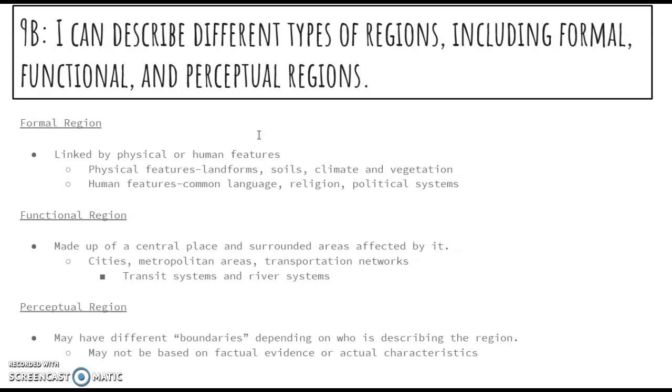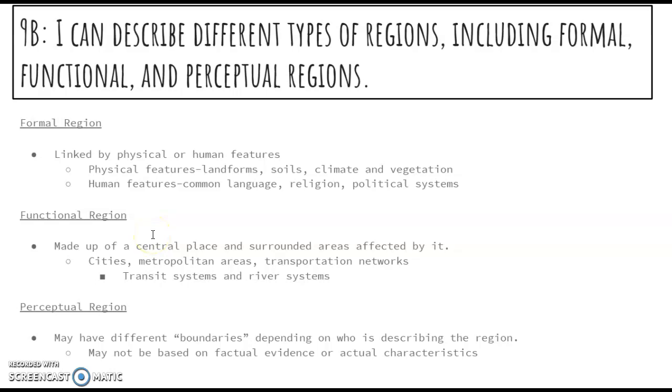So the people can all speak Spanish. The vegetation can all be tropical. Those things would make a formal region. The next type of region would be a functional region. A functional region is made up of a central place and surrounding areas that are affected by it. So a functional region serves a purpose, a function.